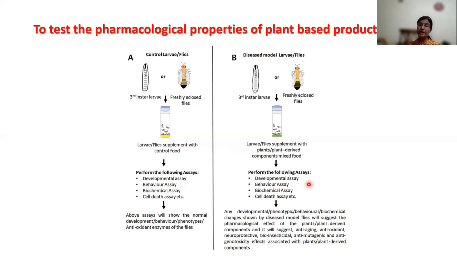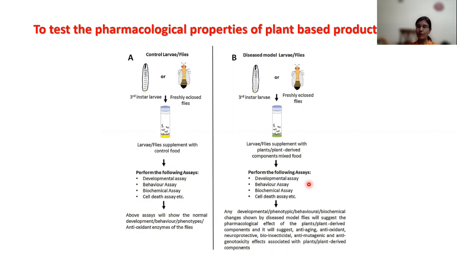Since we know that Drosophila is a holometabolous insect, it has a proper life cycle showing the different stages like larva, pupa, and adult during their developmental cycle. So it is a best model to study the developmental toxicity also. If we supplement the plant-derived component with their normal diet as mixed food, the toxicity can be studied.